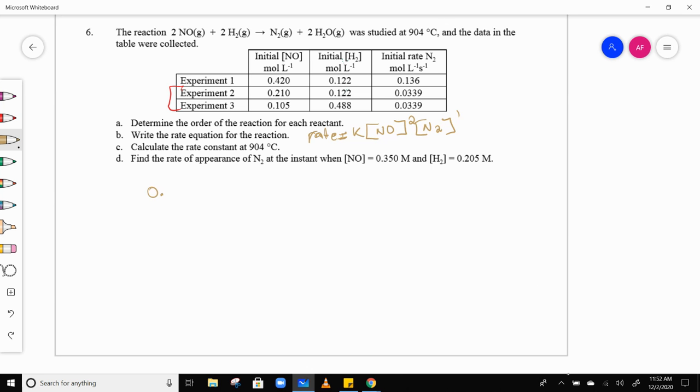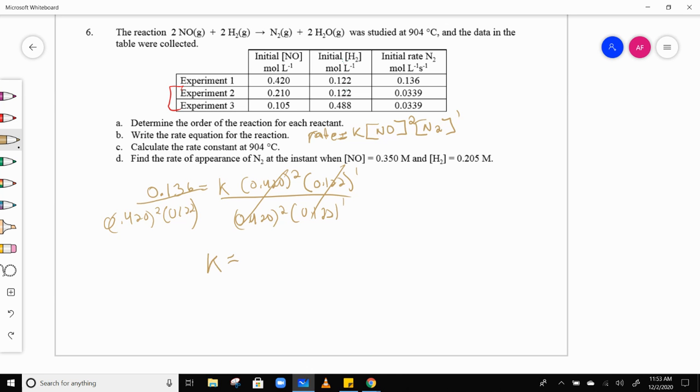So the initial rate, let's use the first experiment, 0.136 equals K. Concentration of NO is 0.420 to the second. And then N2 is 0.122 to the first. And then you're just going to divide by 0.420 to the second and 0.122 to the first. Do that to both sides. So K equals 0.136 divided by 0.420 to the second times 0.122. And I get K to be equal to 6.32.